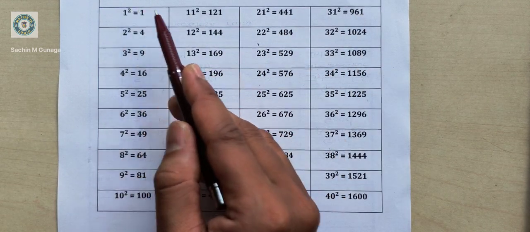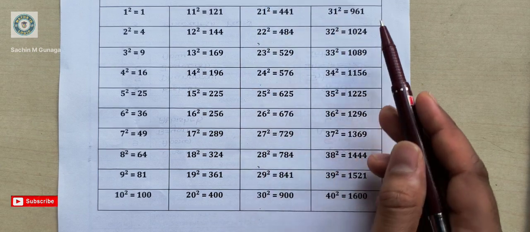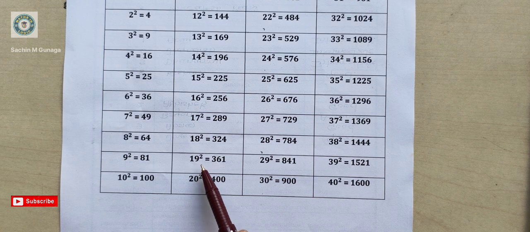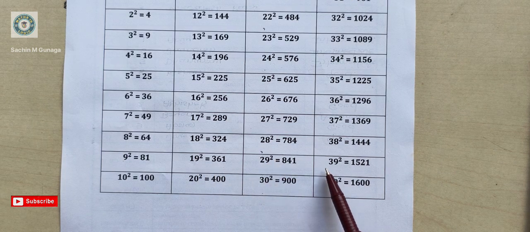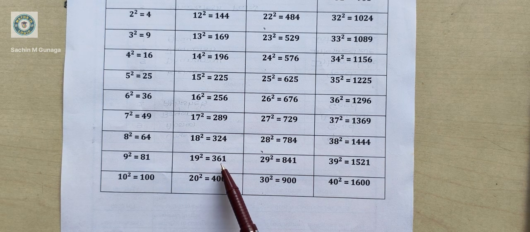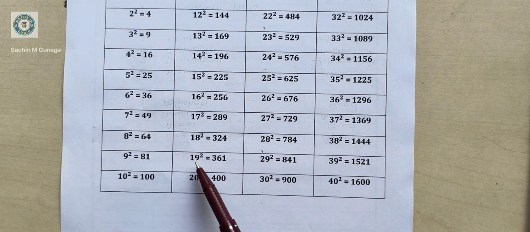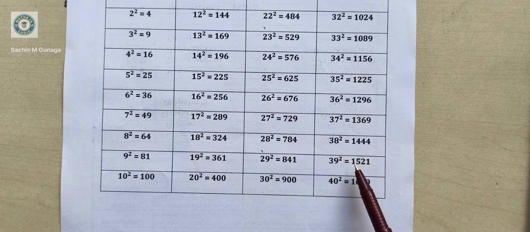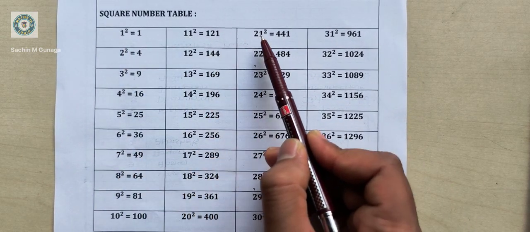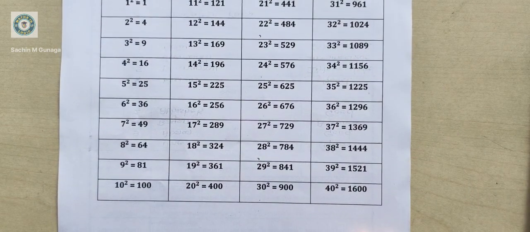number 1 we are getting for 1 square, 11 square, 21 square, 31 square, and so on, as well as 9 square, 19 square, 29 square, 39 square, and so on.